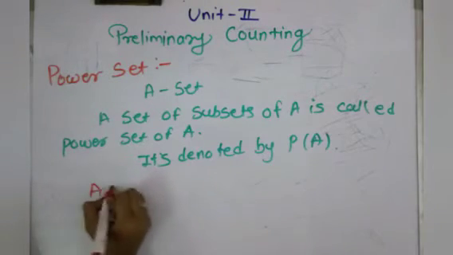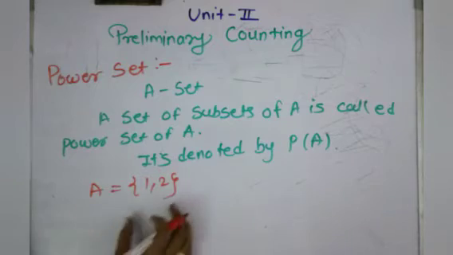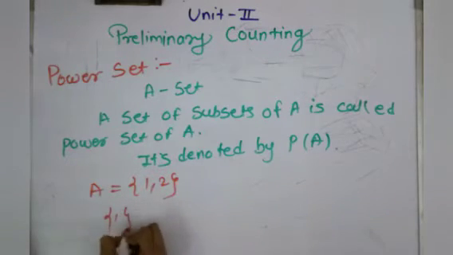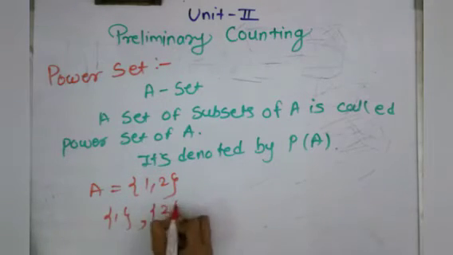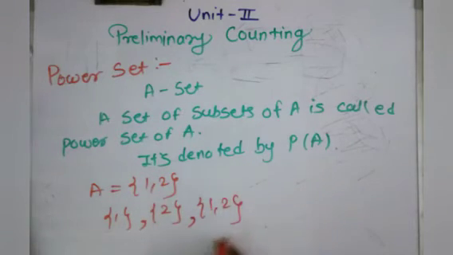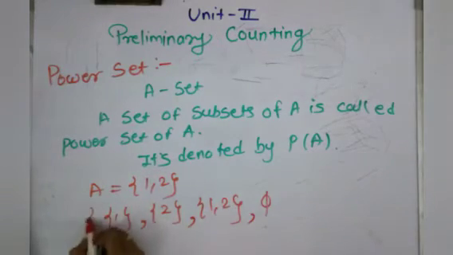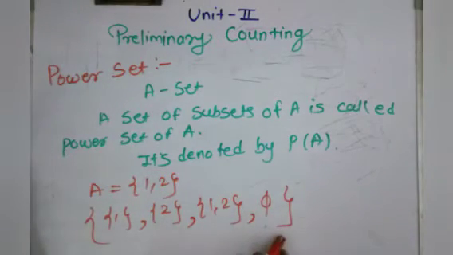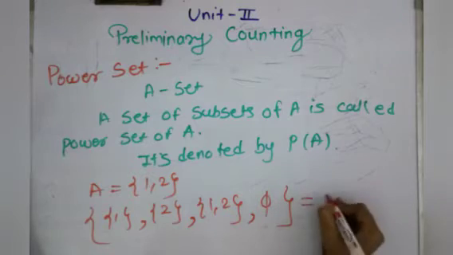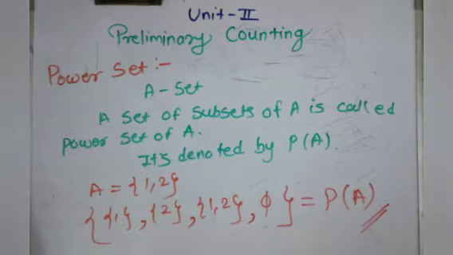Suppose A equals {1, 2}. Now the possible subsets of A are the singleton set {1}, the singleton {2}, the whole A that is {1, 2}, and one more subset, the empty set. Now we have 4 elements in one set, and that set is called the power set of A.